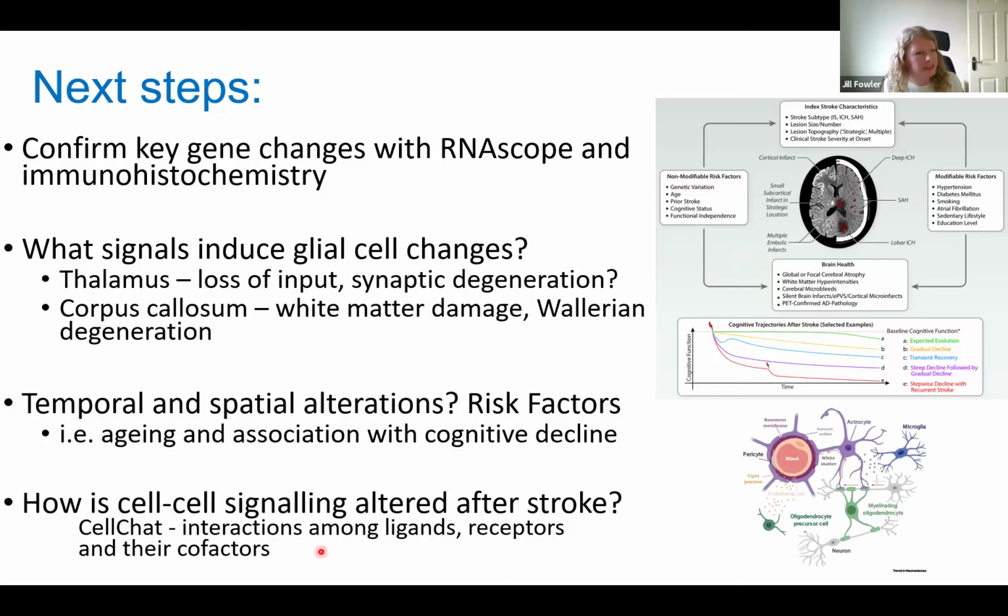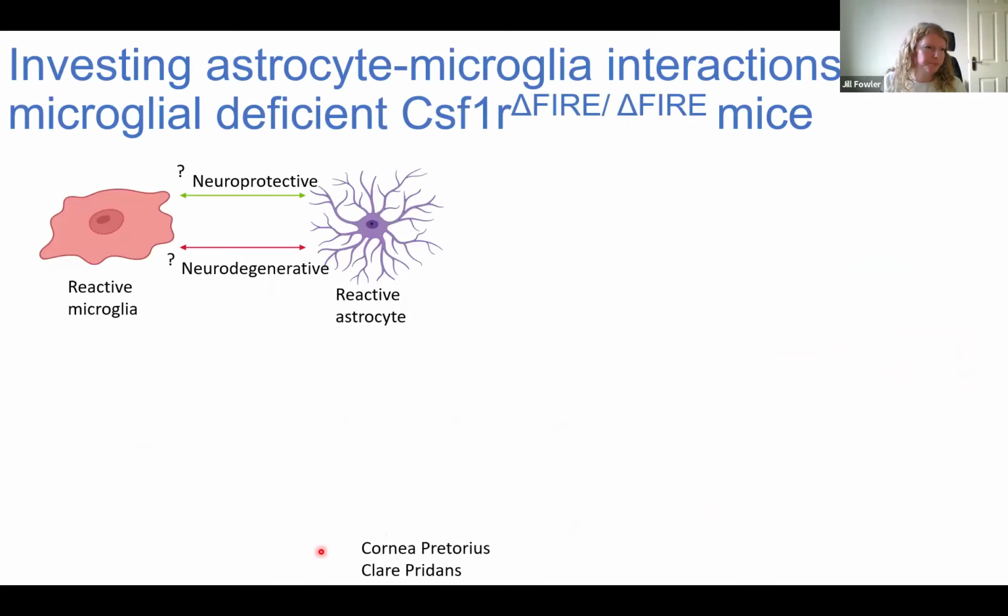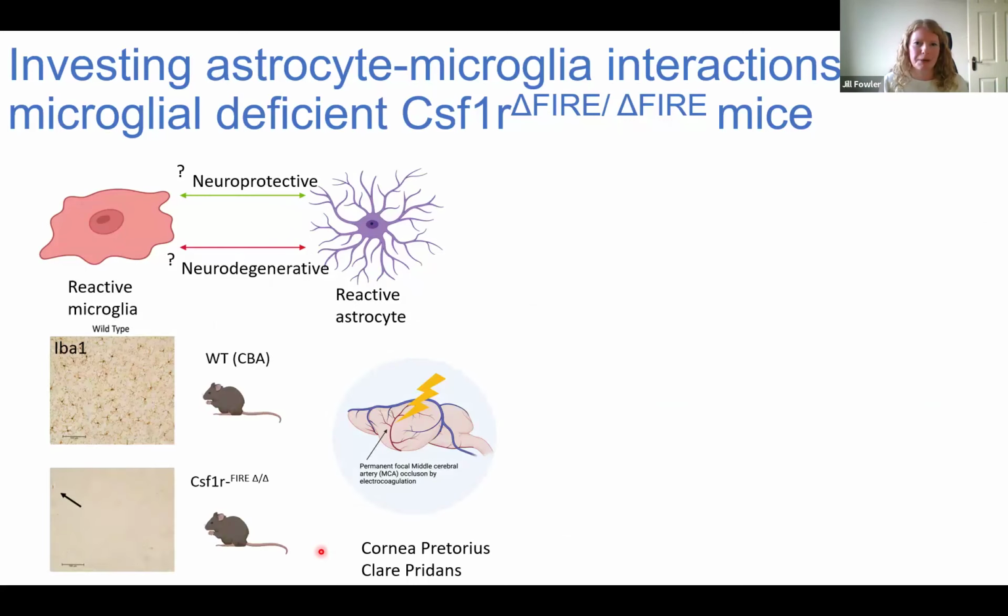But another way we can do this: one cell-to-cell interaction we're interested in is astrocyte-microglia interactions. So we can do this by using a line of mice that are deficient in microglia. So when there are no signals from the reactive microglia, what happens to the astrocytes and to the other ongoing pathologies? So for this experiment, we use FIRE mice. These are deficient in an Fms intronic regulatory element, which is necessary for the normal expression of the CSF1 receptor, which microglia need for their normal function and proliferation and so on.